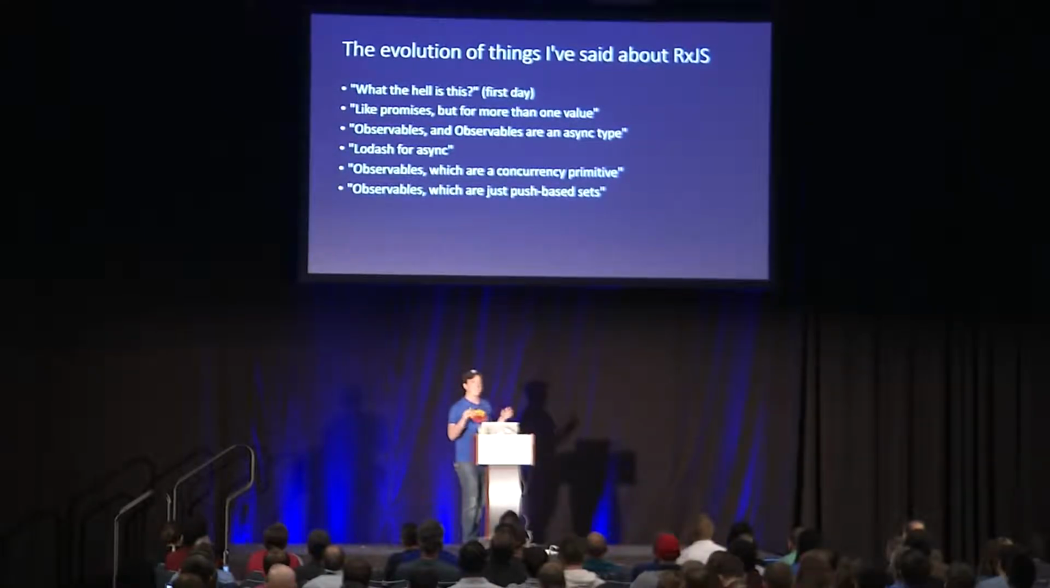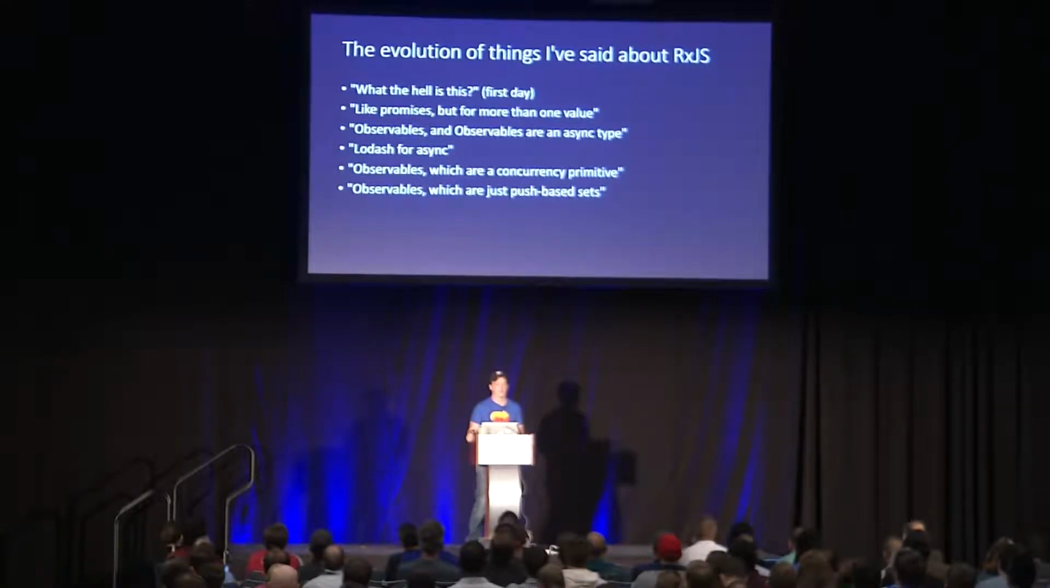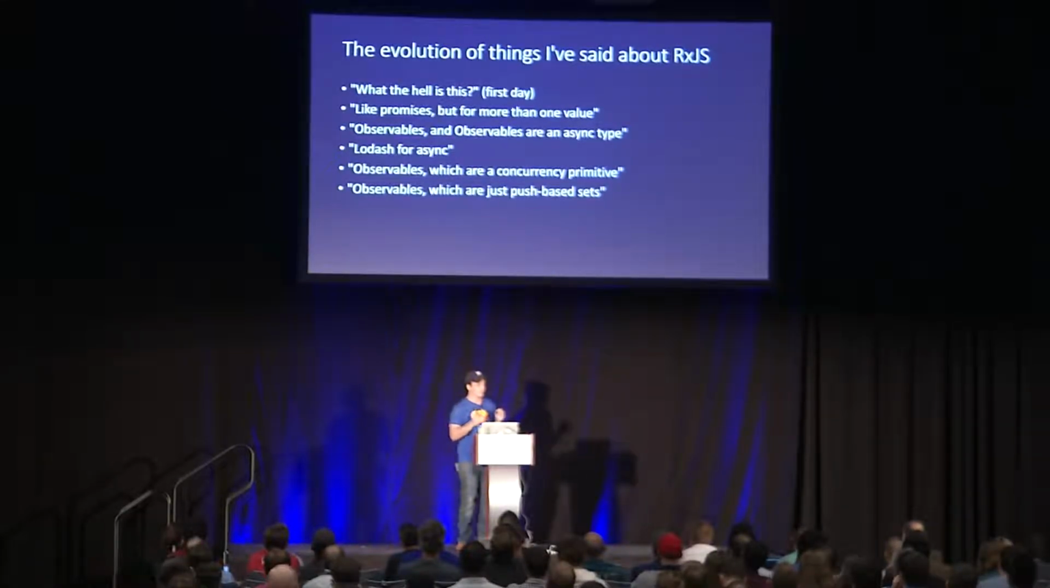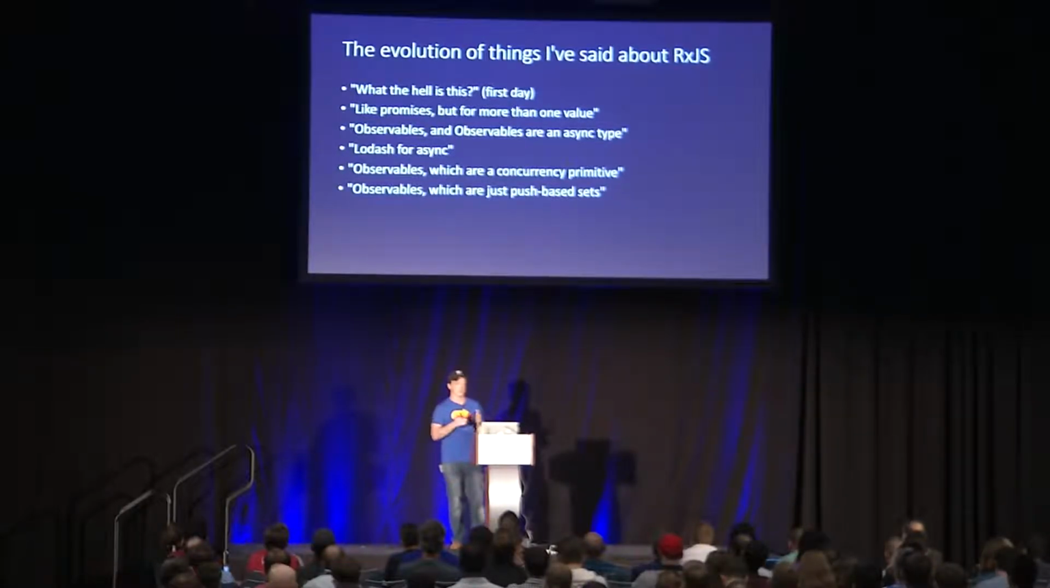And observables are an async type. Promises are an async type. That's actually not totally true. Observables aren't always async. Then I would call it Lodash for async. Lodash, for those of you who are familiar, is a library for dealing with iterable sets and arrays. And you've got a lot of different functions. You can zip them and map them and do all these different combinators with arrays synchronously.